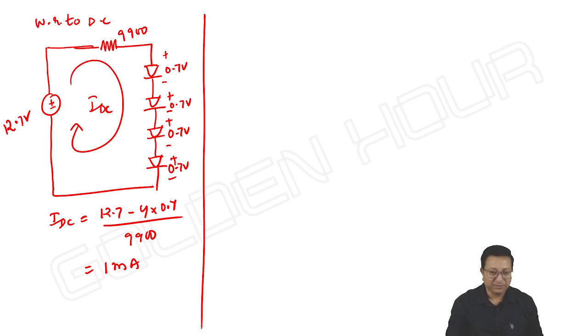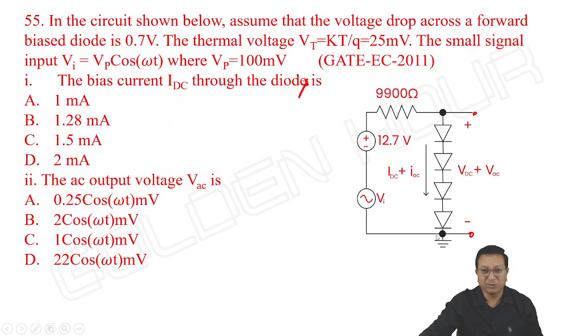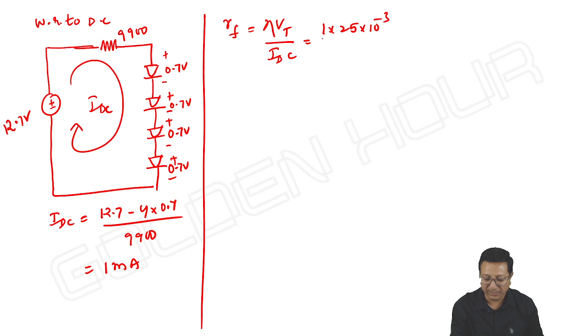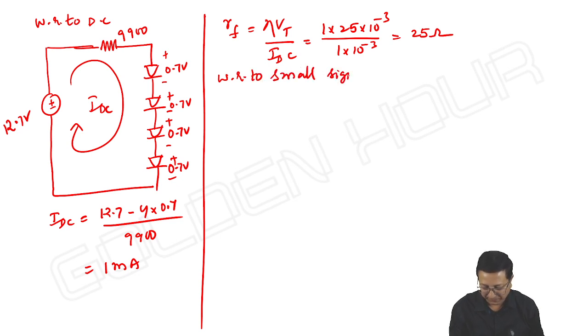And they are also asking the AC output voltage, meaning we need to take it with respect to AC. So first of all, what is RF? It is eta Vt by IDC. Eta is 1, Vt is 25 millivolts and IDC is 1 milliampere. It is equal to 25 ohms. Once you get RF, then let us take the small signal AC circuit.